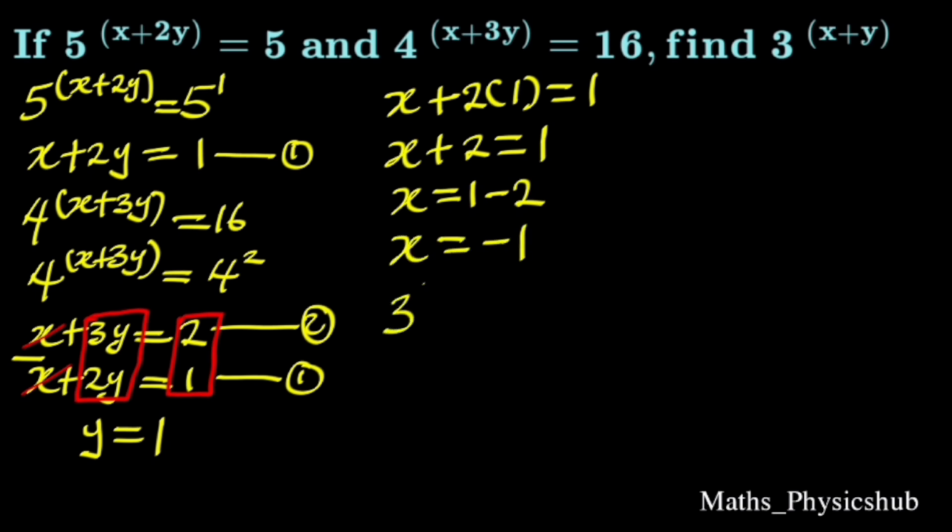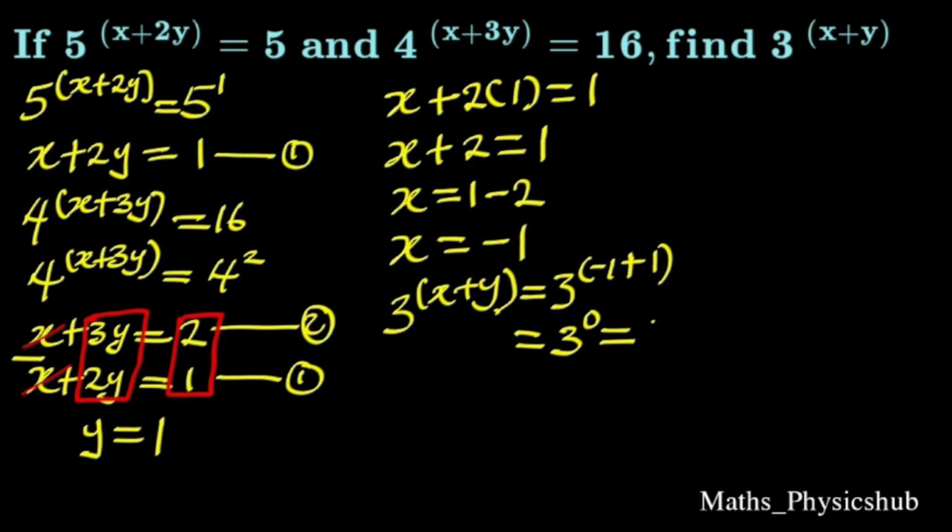To find the value of 3^(x+y), we substitute the values of x and y in the expression, so that 3^(x+y) equals 3^(-1+1). Adding the powers, minus 1 plus 1 is equal to 0, and this will leave us with 3 power 0, which equals 1. From the laws of indices, any number power 0 is 1. Hence, 3^(x+y) equals 1.